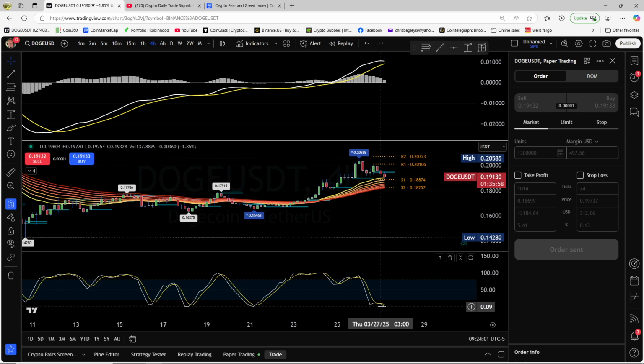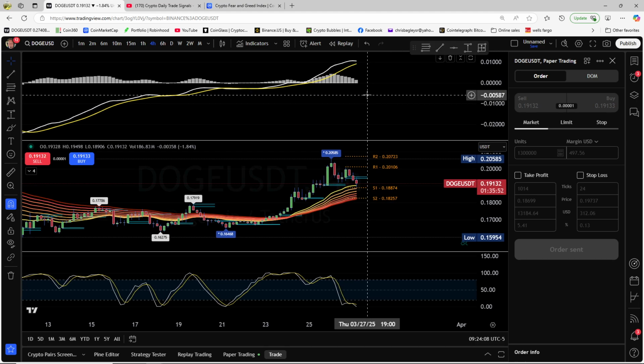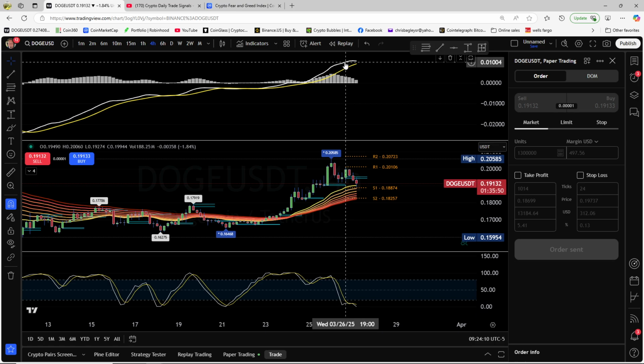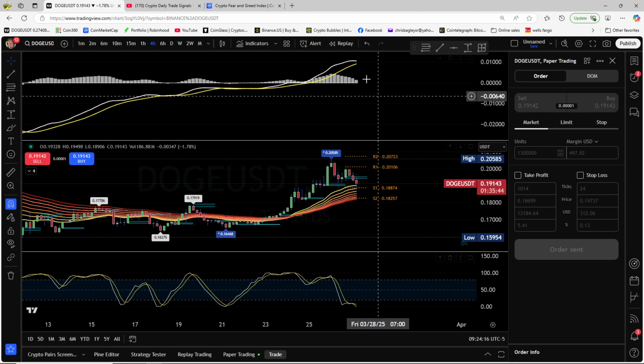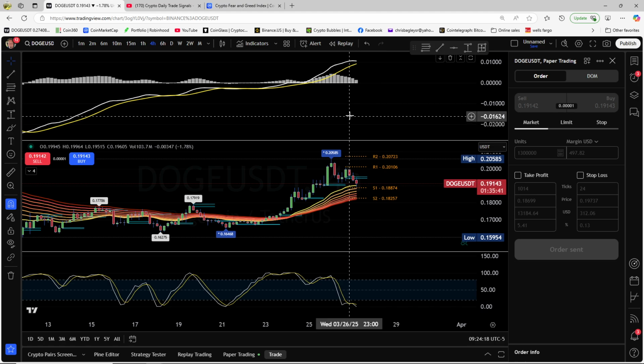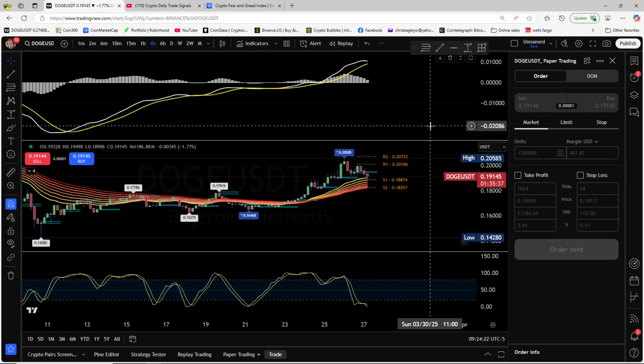Yeah, 4-hour time frame. We're just waiting for this stochastic to start coming back up. Hopefully, preferably before this white line crosses over the yellow and comes down again. Because if it does that, then we could be seeing some downward action.